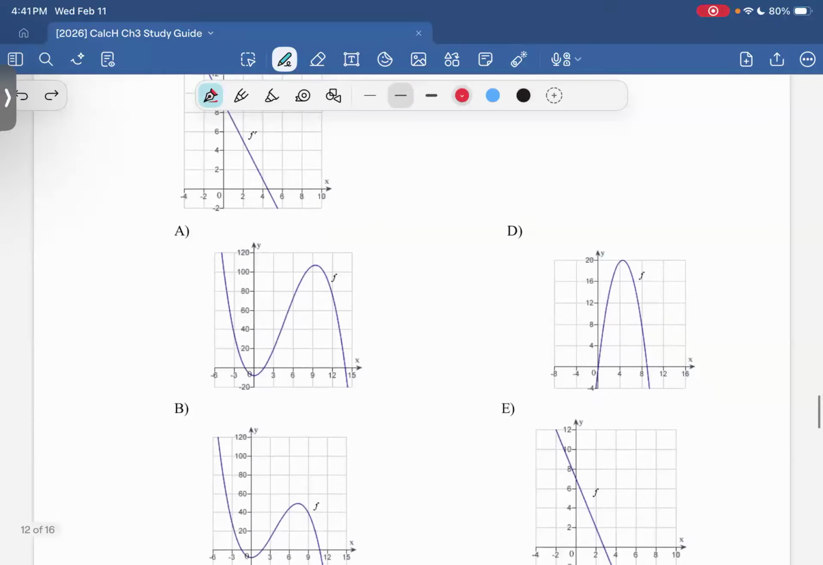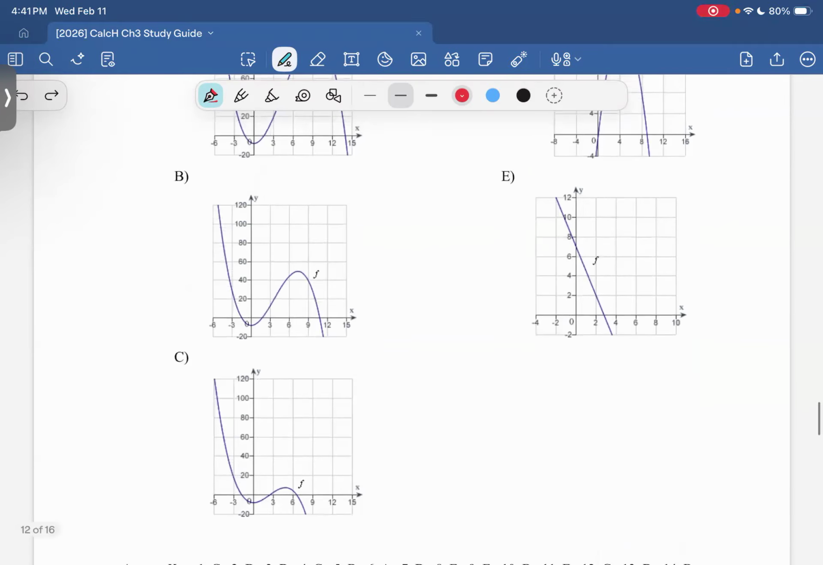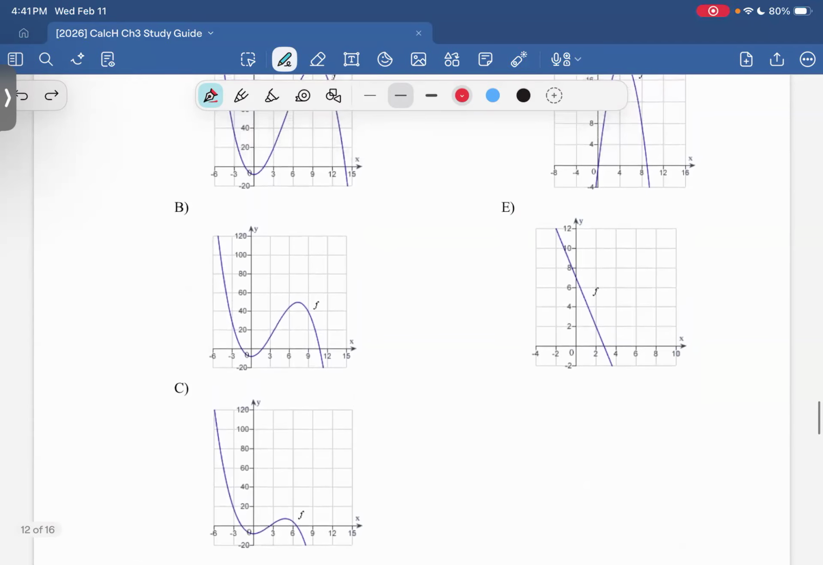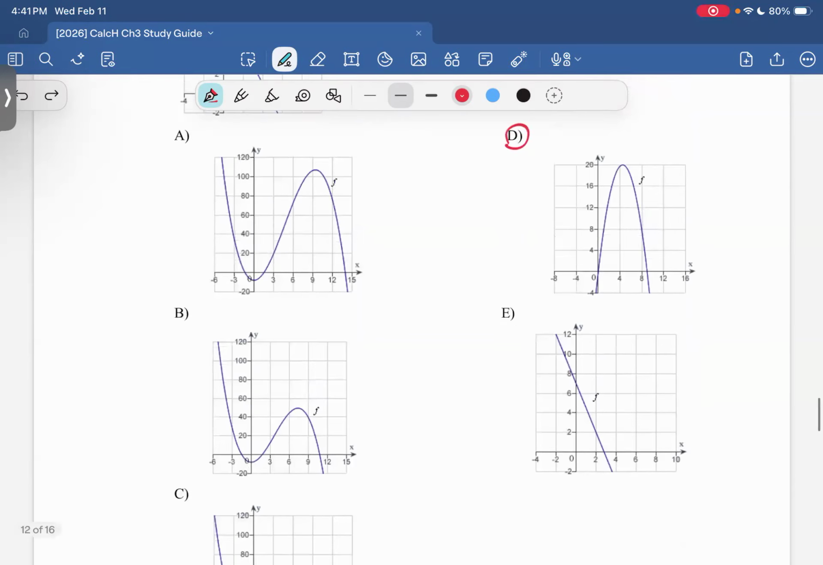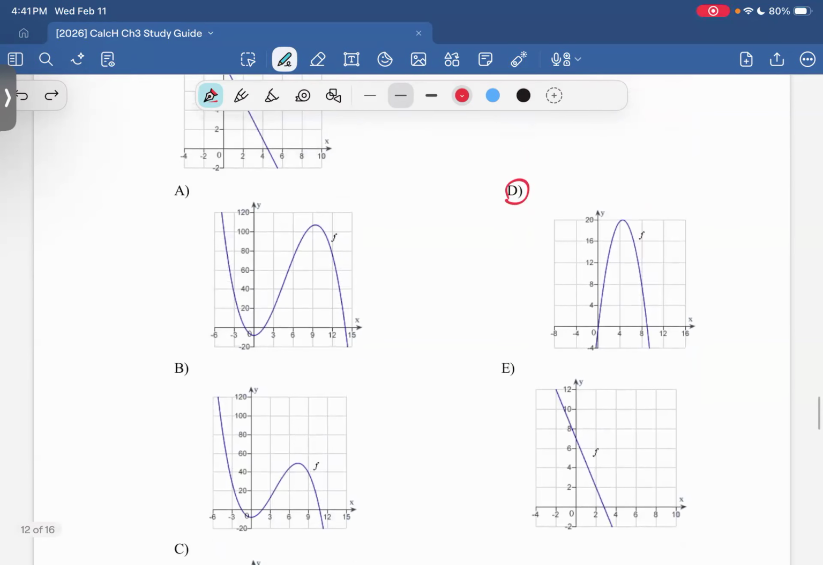So that leaves us with D, right? Because we have a relative extrema at 4.5. Could be D, and that is the only one. Because all the other ones, this one doesn't have any extrema, and A, B, and C all have multiple extrema, none of which are at 4.5. So that leaves us with just D.